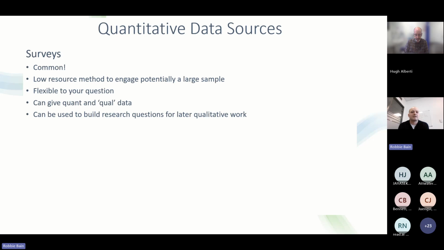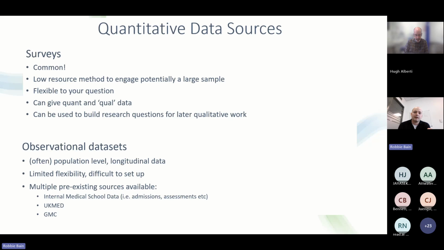In future. So I think surveys are probably the most common, and certainly that's how I got started in quantitative research in medical education. I suppose the next step up from that are big observational data sets, which can sometimes be population level. So that's where we're tracking a group of people over time. And that can be from your own, say, medical school or a deanery, where you can look at how people do at assessments and what that means later on for them.